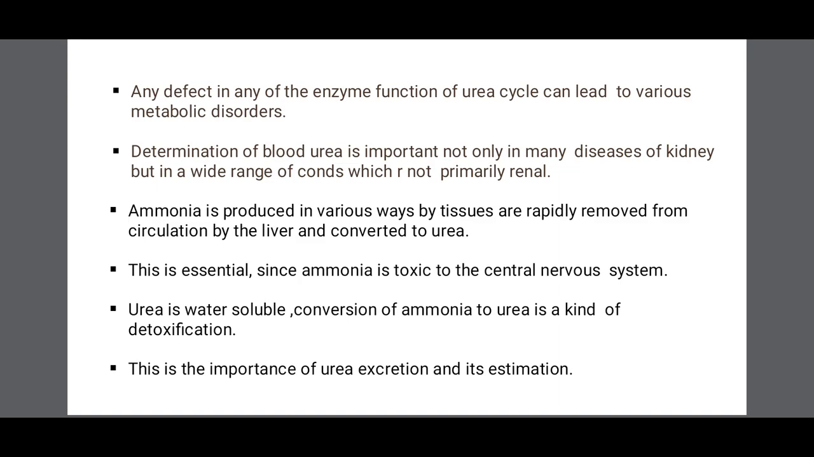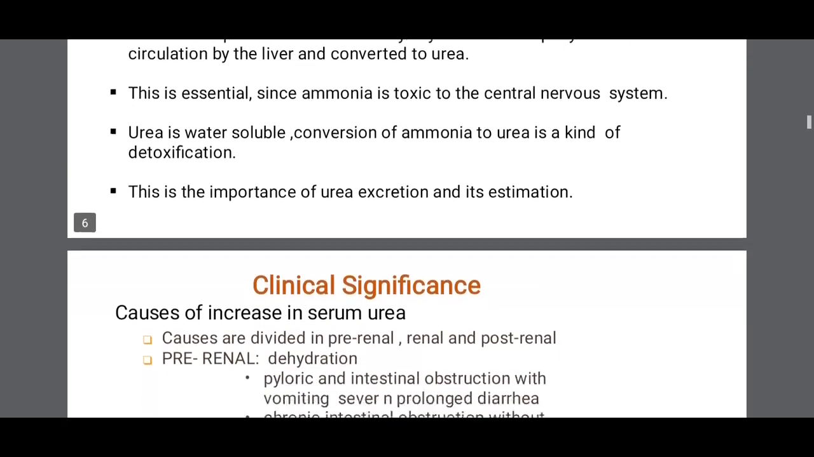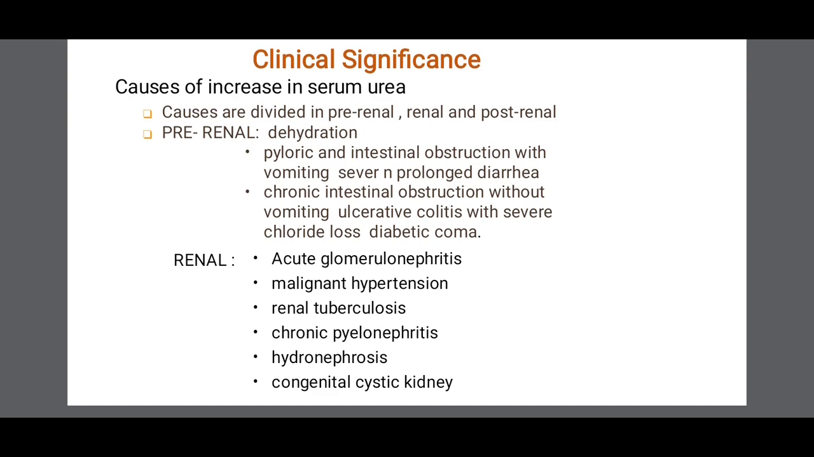Ammonia is produced in various ways by tissues and is rapidly removed from the circulation by the liver, which converts it to urea. This is very essential as ammonia is toxic to the central nervous system. Urea is water soluble, so the conversion of ammonia to urea is a kind of detoxification. It removes the toxic material and converts it into water soluble urea.